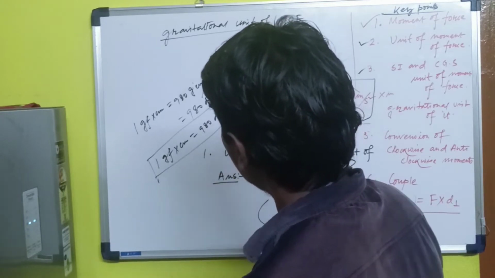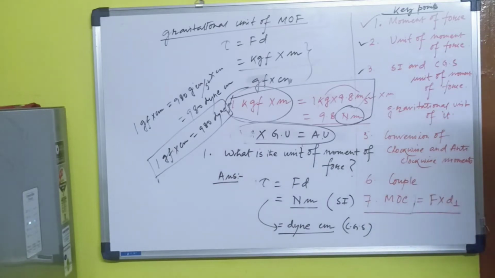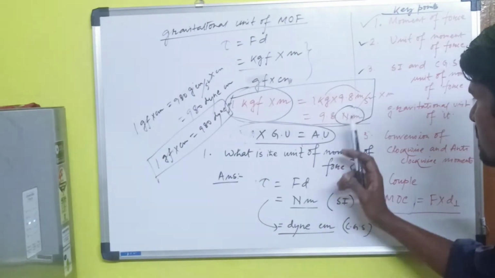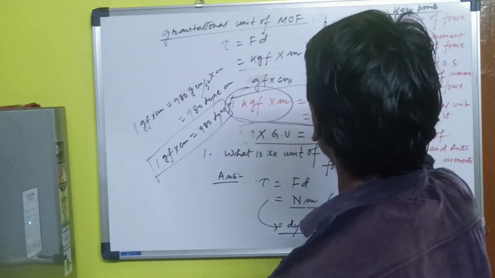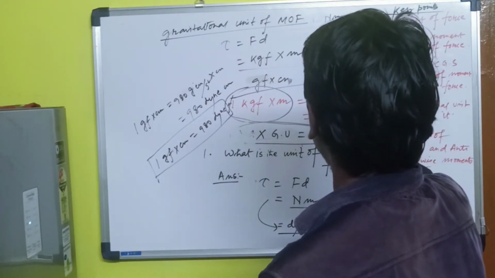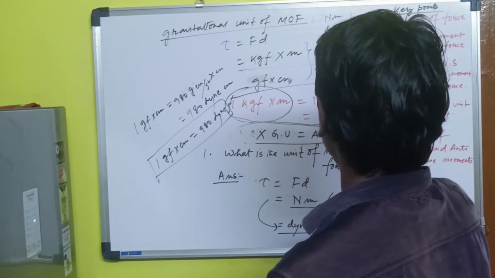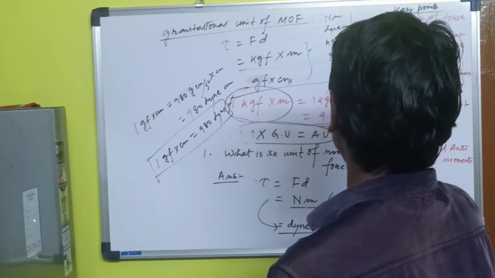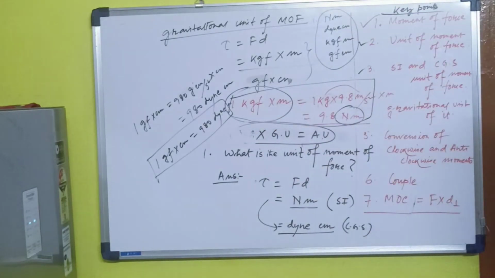And this is the absolute unit, and this is the gravitational unit. So what are the different units? One, Newton meter. Second, dyne centimeter. Next, kg force into meter. Next, gram force into centimeter. So these all are the units of moment of force.